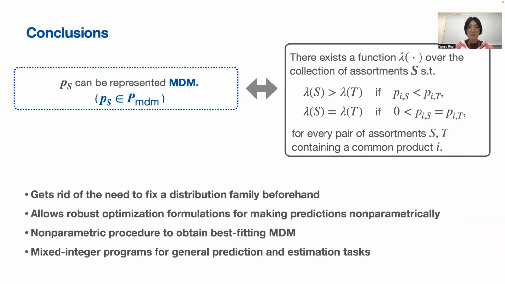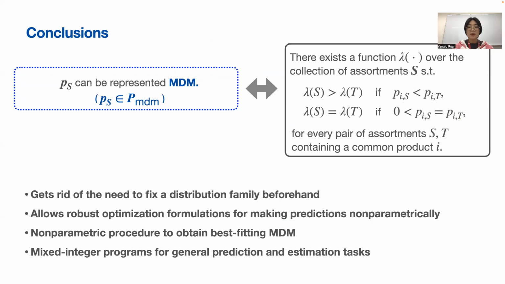Last, let me wrap up with conclusions. This is the first work to develop necessary and sufficient conditions for a set of choice probabilities to be representable by the marginal distribution model across any collection of assortments. The representability conditions can be checked in polynomial time. By utilizing the exact characterization of MDM, we develop a non-parametric approach for revenue prediction for unseen assortments and a limit formulation that offers the best fit to the given choice data non-parametrically.